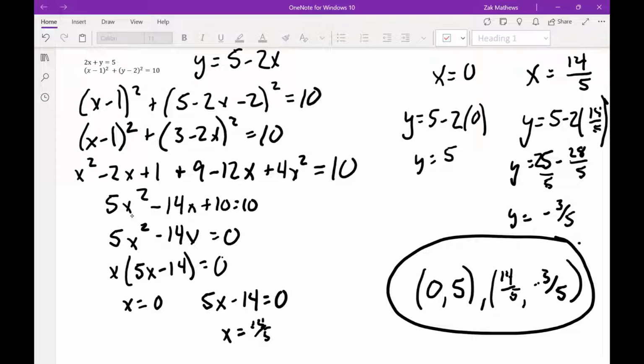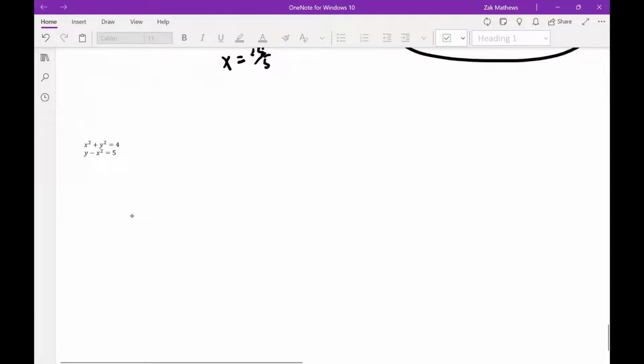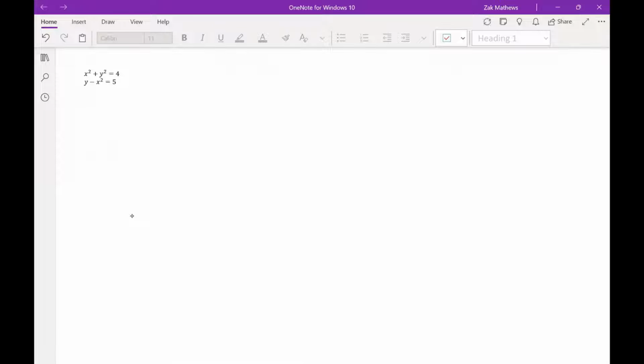Two real solutions. We do remember how we started this problem off. We said if we cross a line and a circle, we could end up with two solutions, and we did. Let's move on to a second example.